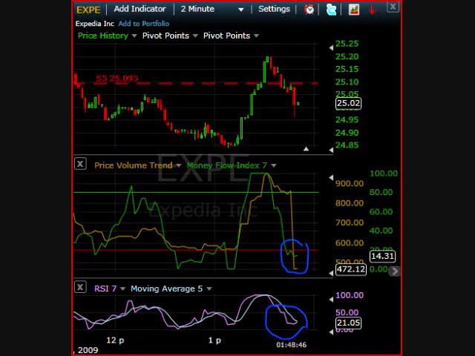And then the question of course becomes, when do you get out of that short trade? You can see how in the middle circle, the blue circle I've drawn, how PVT and money flow go below that line, and then RSI almost makes a crossover pattern. So we flip back out to the 5-minute chart.